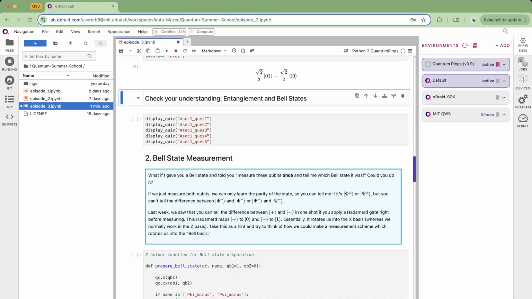So last week, we saw that you can tell the difference between plus and minus in one shot if you apply a Hadamard gate right before you measure. This Hadamard maps the plus state to 0 and the minus state to 1. So we rotated from the z basis into the x basis. So think about this for a second. This is a hint, and think about how you might apply a similar idea in order to rotate us into the Bell basis.